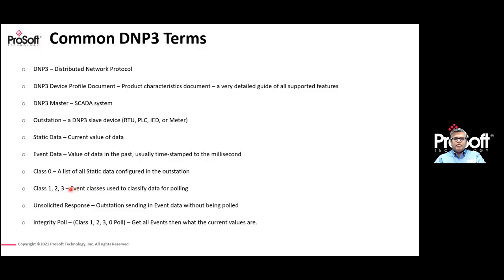The other key term you want to remember out of this is the unsolicited response, where the outstation has the ability to send in data without being asked for it. That is a very, very important feature, which improves the efficiency of a utility system, and hence why DNP3 is very widely adopted.